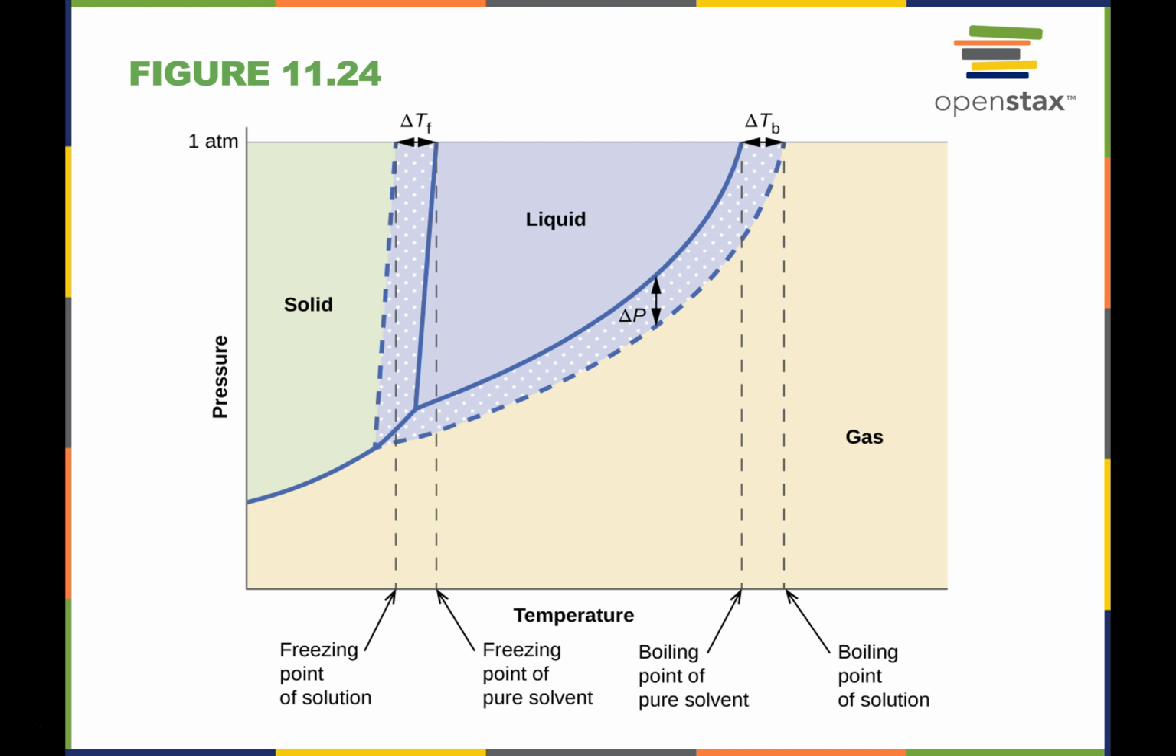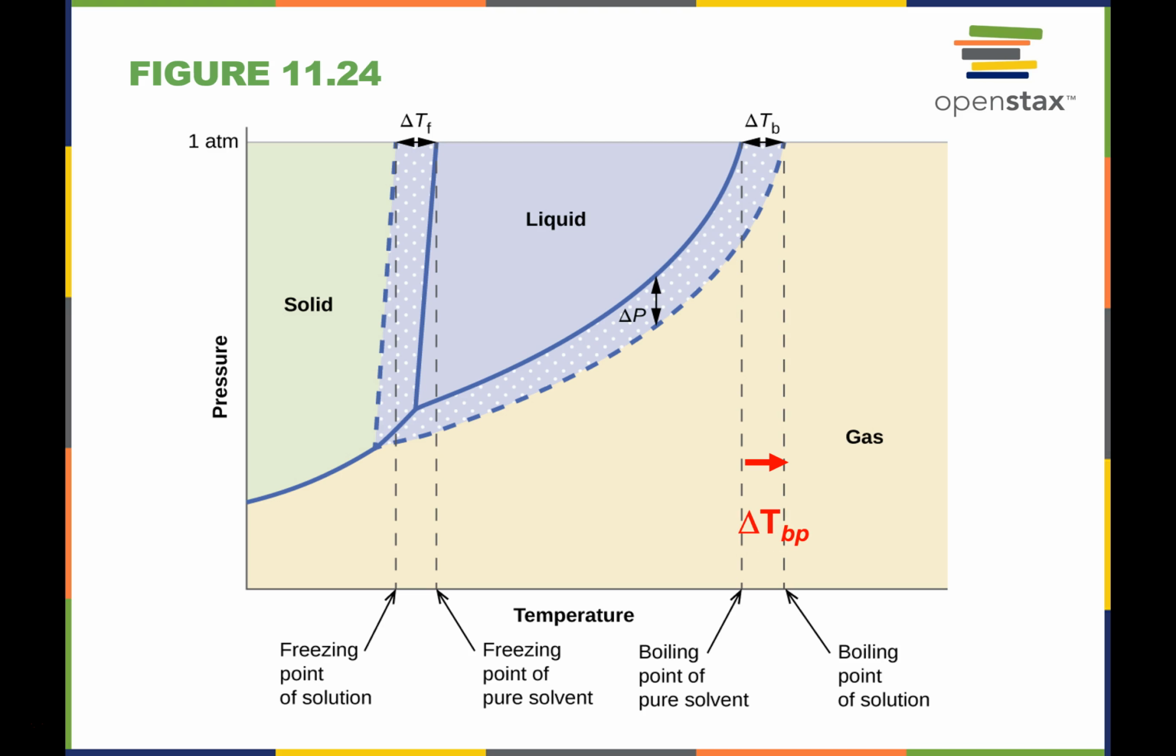So again, the solid purple, that is your pure stuff. And the dotted purple lines there, that is actually how the solution will behave with regard to its transition from a solid to a liquid and its transition from a liquid to a gas, or from a gas to a liquid and from a liquid to a solid. Boiling point elevation, freezing point depression kind of rolls off your tongue.